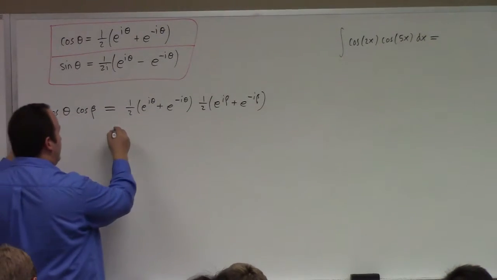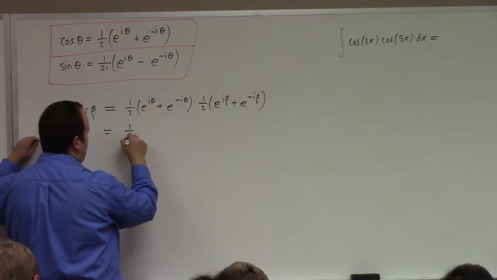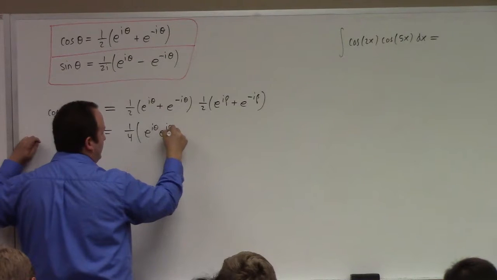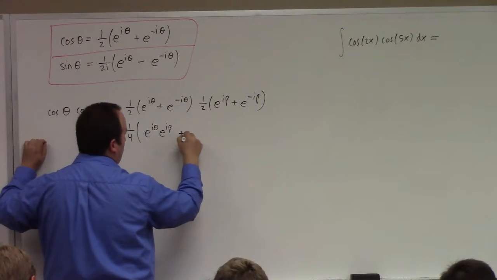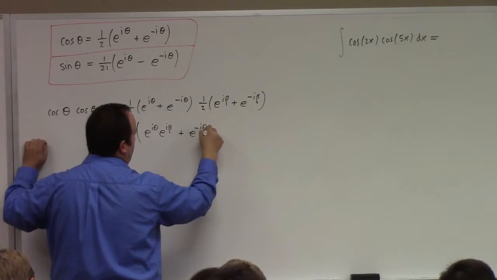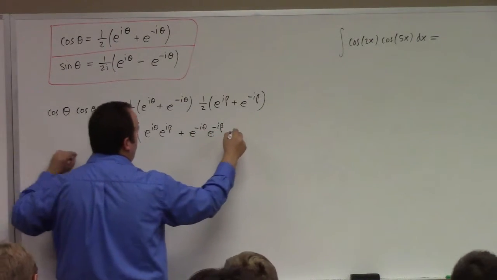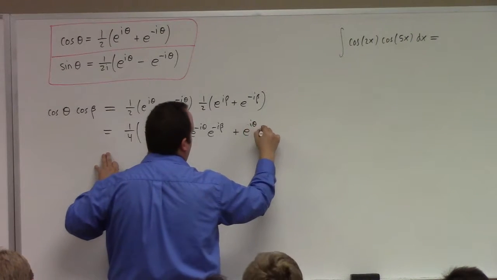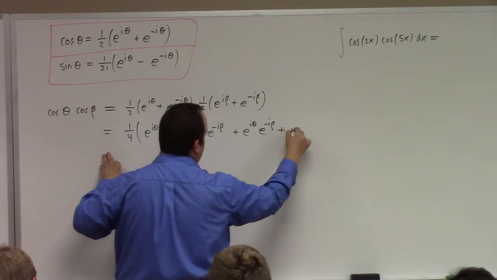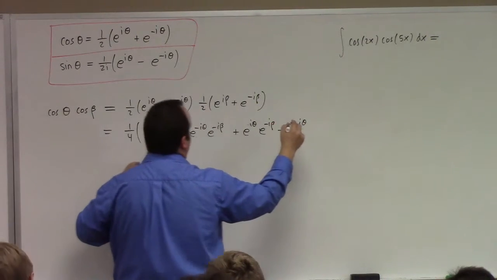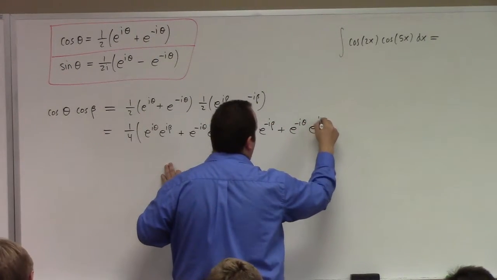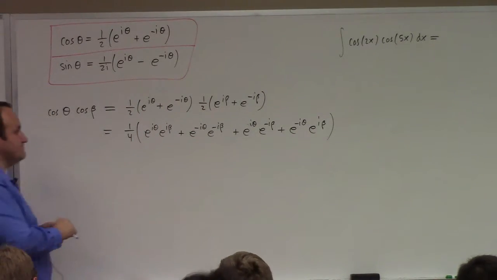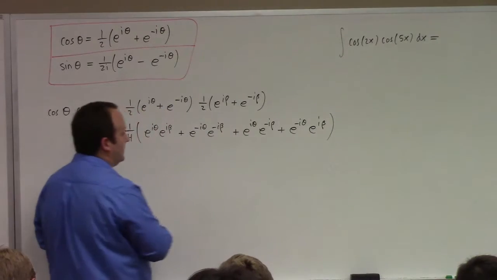If I take, so 1/2 times 1/2 is 1/4, all right? So I have e to the i theta times e to the i beta, just distribute, plus e to the minus i theta, e to the minus i beta, plus e to the i theta, e to the minus i beta, plus e to the minus i theta, e to the i beta. I just multiply them out, all right? Can you put those together?